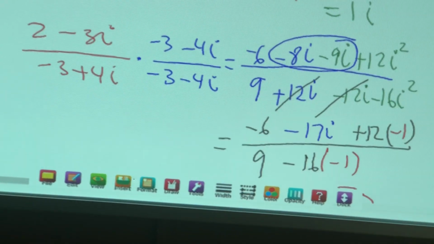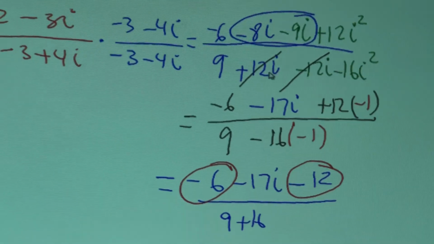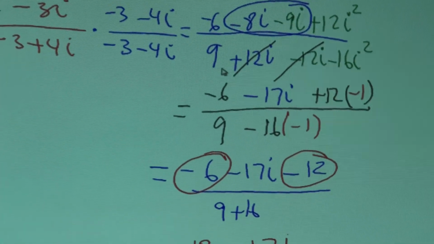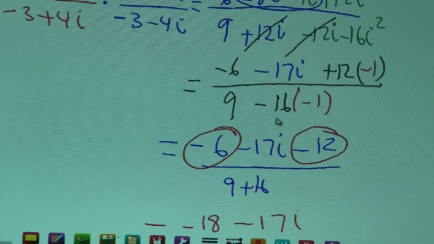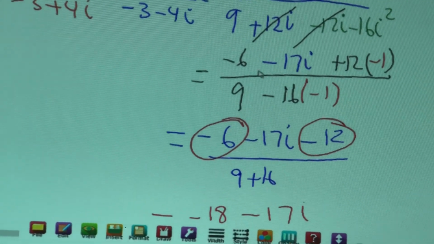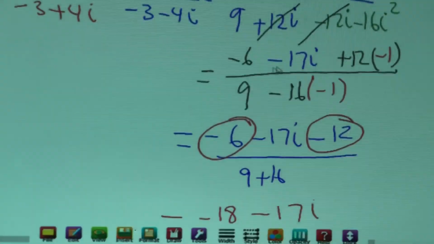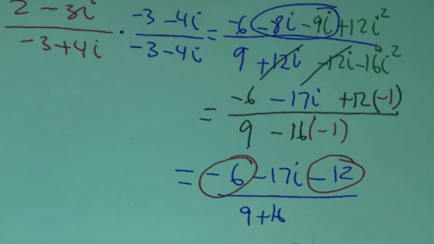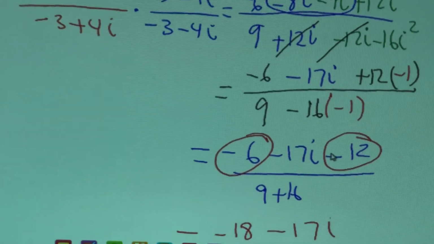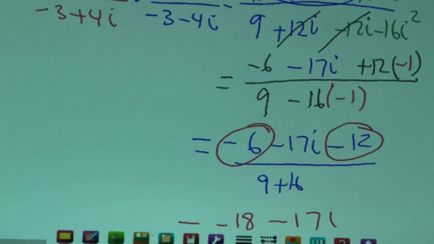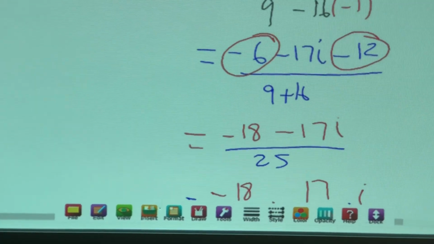Okay, let us see what the end is. Now just simplifying. Did you see here? We cancel these two terms because they are opposite. Plus 12i minus 2i, and we replace i squared by negative 1. That gives me 9 plus 16 in the denominator, and in the numerator I combine negative 8i, negative 9i, negative 17i. I replace i squared by negative 1. Now here I have negative 6, negative 12. They are both real parts, then I have to combine them. Negative 6 minus 12 is negative 18, minus 17i.